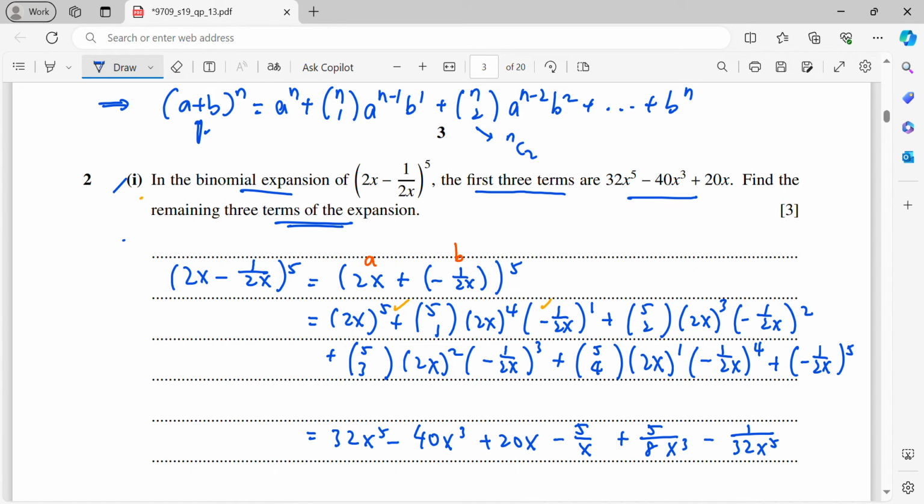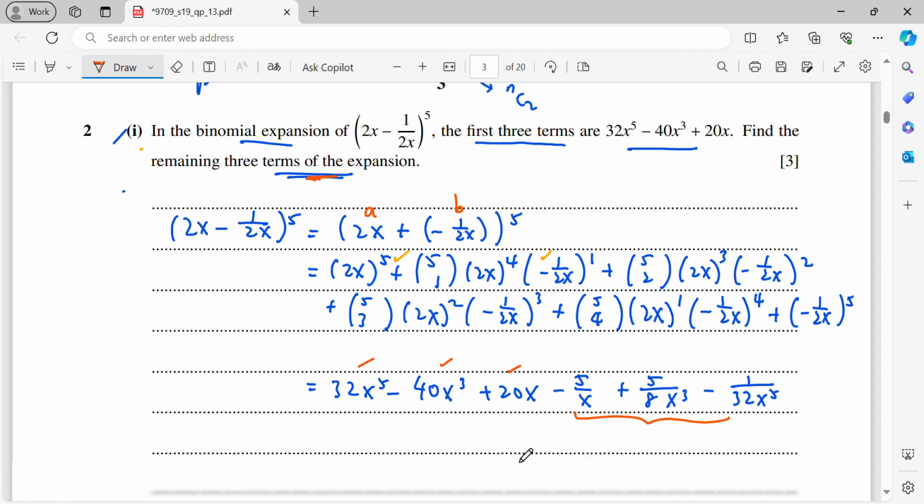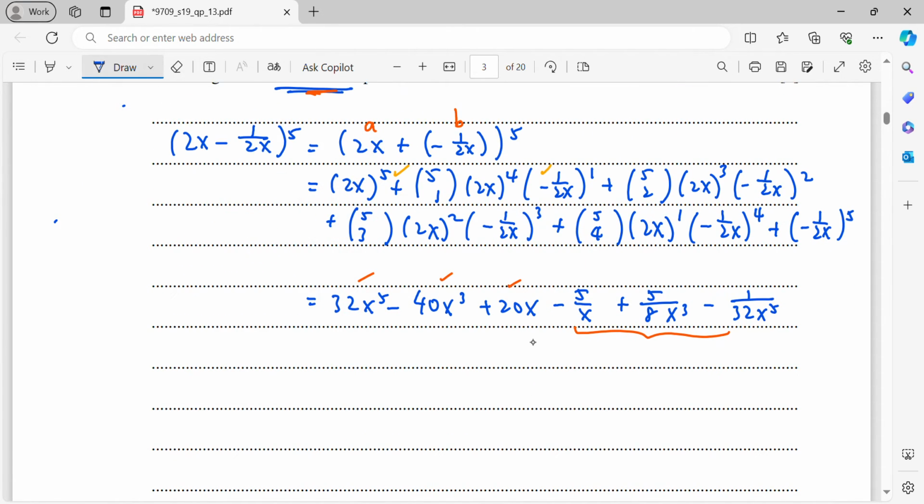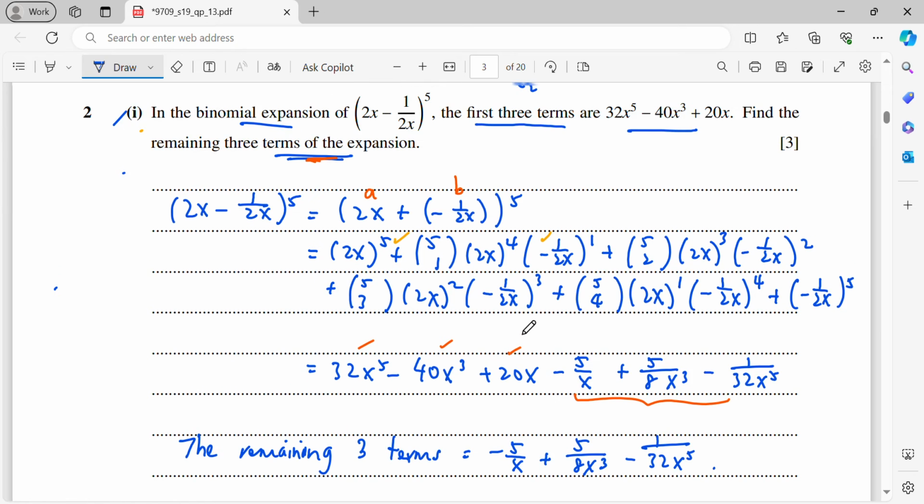Since the first three terms are given, for the remaining three terms, just write down the results. So from here, the remaining three terms equal negative 5 over x plus 5 over 8x cubed minus 1 over 32x^5. So that's the solution of this expansion.